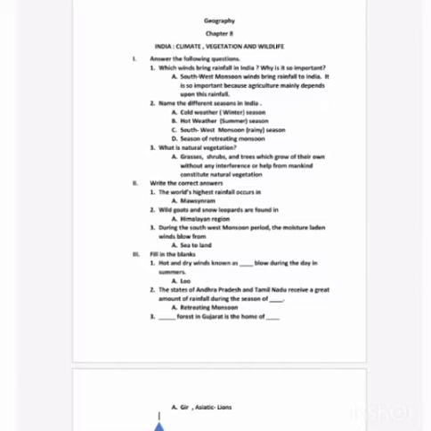Next, we are going to discuss Geography, Chapter 8, India, Climate, Vegetation and Wildlife. This is an important chapter, the most important chapter in geography. What do you mean by vegetation? Different types of plants. Wildlife, different types of animals. Natural vegetation means vegetation that grows naturally. There are different types of climatic conditions also. First, answer the following questions.